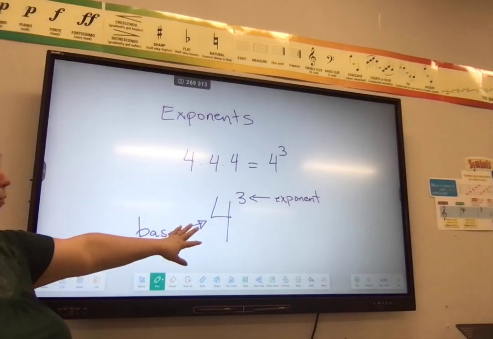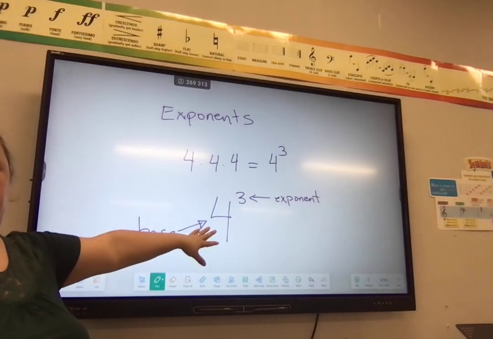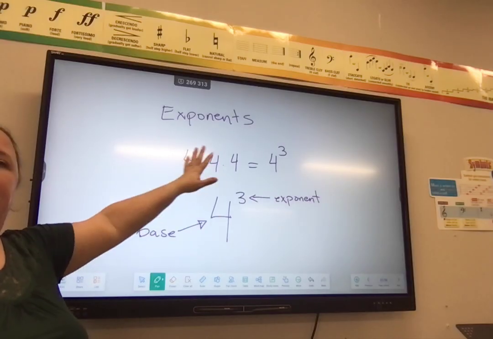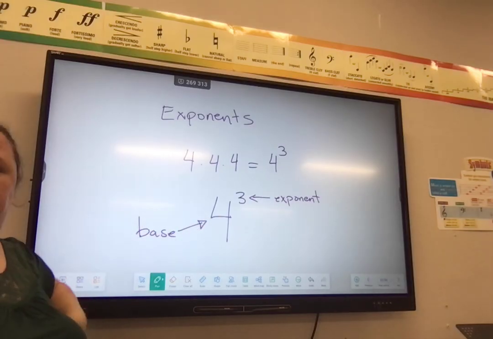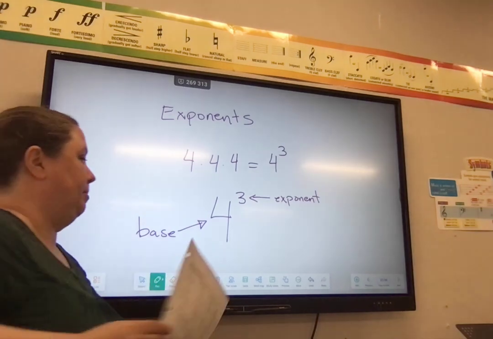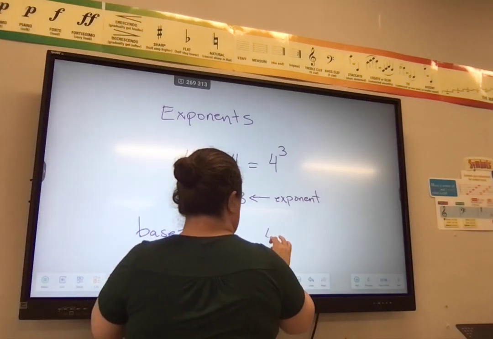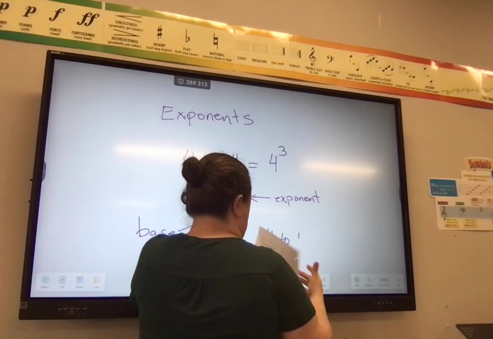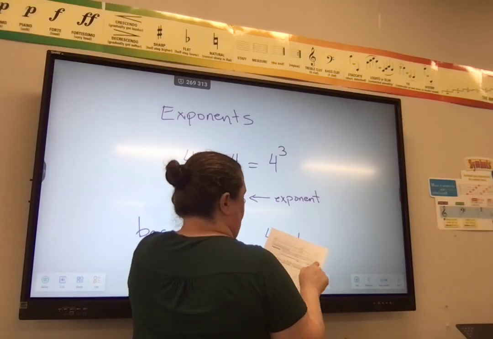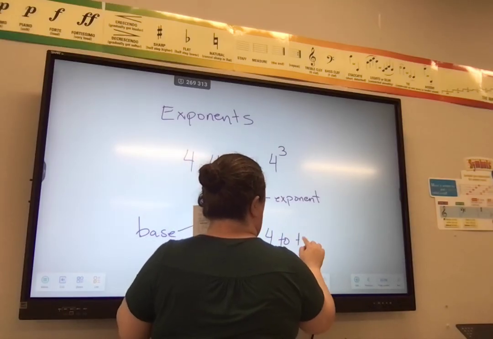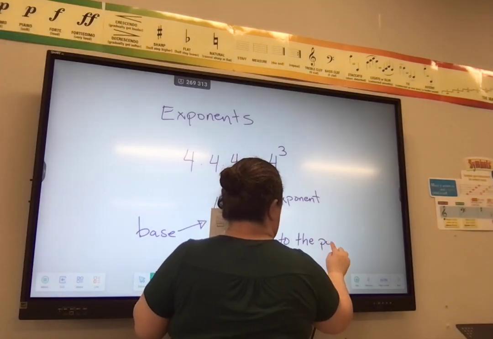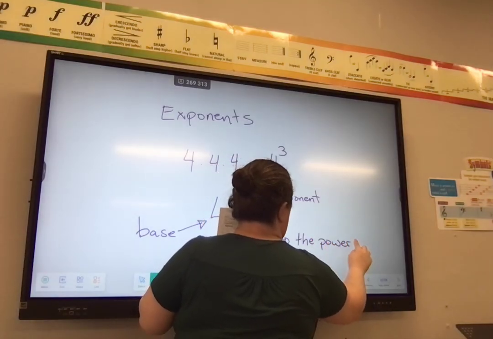And then how would I read this? The 4 and the 3. How would I read that if I were to read it out loud to you? What would I say? 4 to the power of 3. Write this in a sentence underneath, right underneath the word base. 4 to the power of 3.